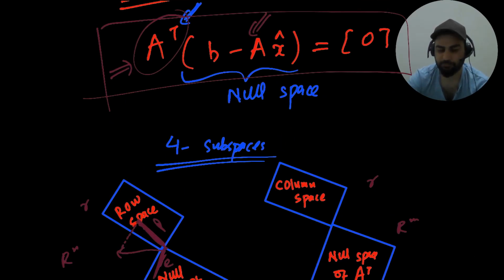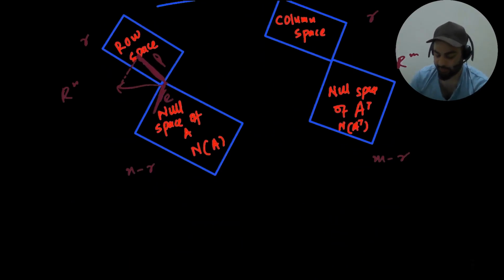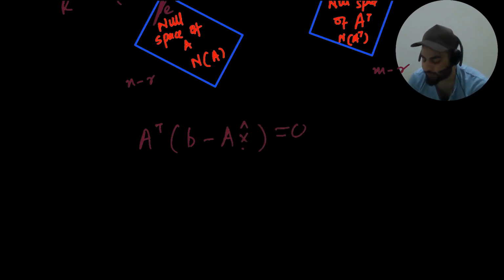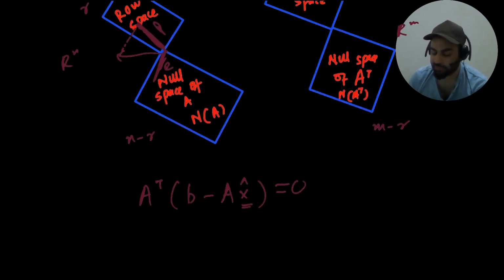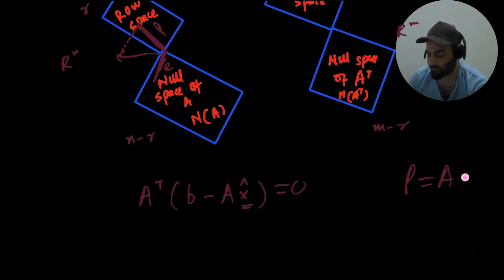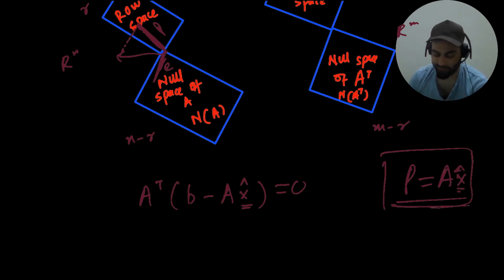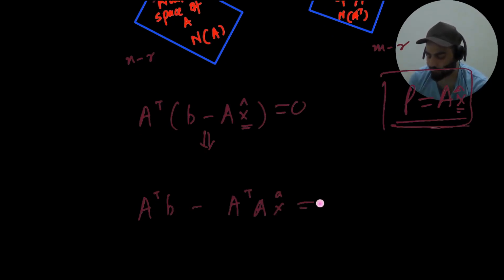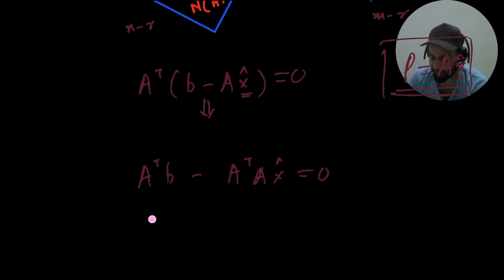So what is our equation? Our equation is A transpose (B minus A x hat) is equal to 0. Now what are we up to? We want to find this x, we want to find this projection, because we know that this projection is equal to A x hat. So we want to find this x basically. Now expanding this equation, this will be A transpose B minus A transpose A x hat is equal to 0. A transpose B is equal to A transpose A x hat.